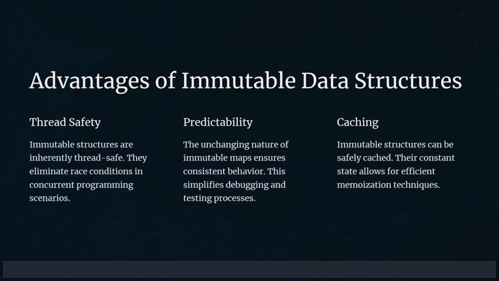Here we can understand that there are multiple threads, but they will not be combined by using immutable data structures. Next, predictability. The unchanging nature of immutable maps ensures consistent behavior. This simplifies the debugging and testing process. Like we can predict the code, we can predict the upcoming results. Next, caching. Immutable structures can be safely cached. Their constant state allows for efficient memory techniques.